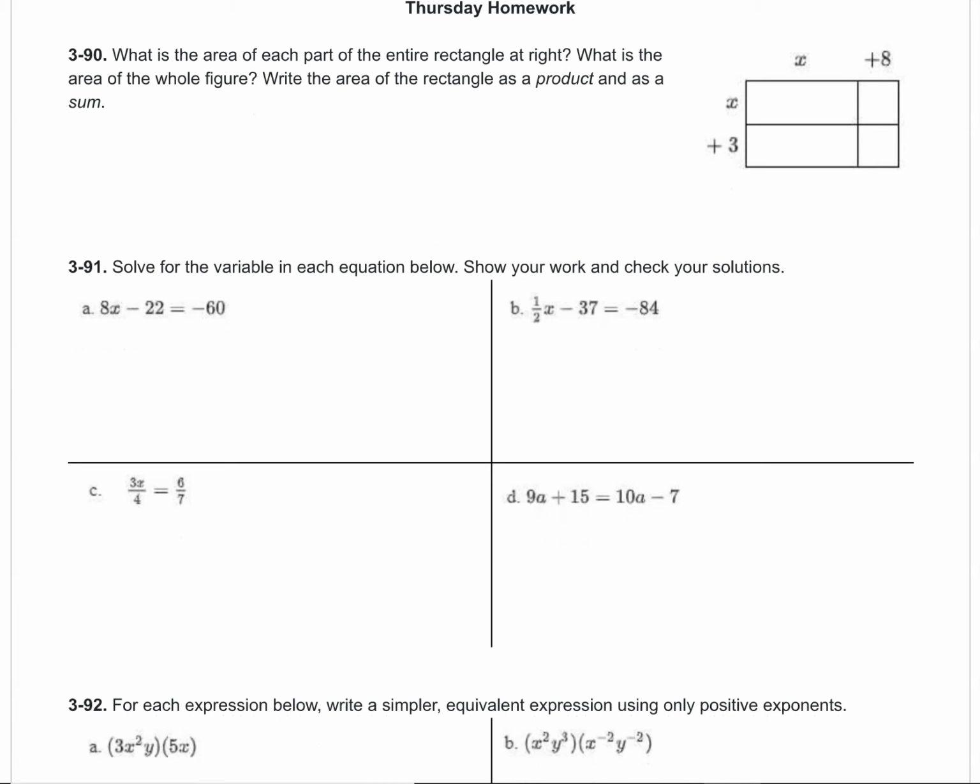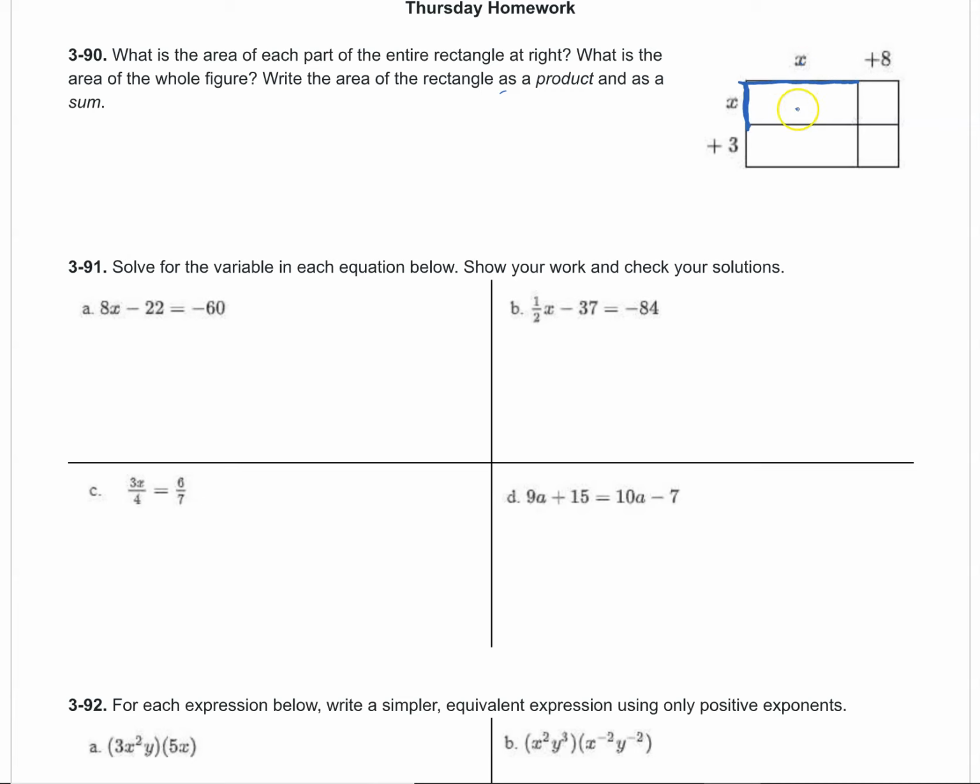What is the area of each part of the entire rectangle at the right? Write the area. What is the area of the whole figure? Write the area of the rectangle as a product and as a sum. Let's start with this rectangle.